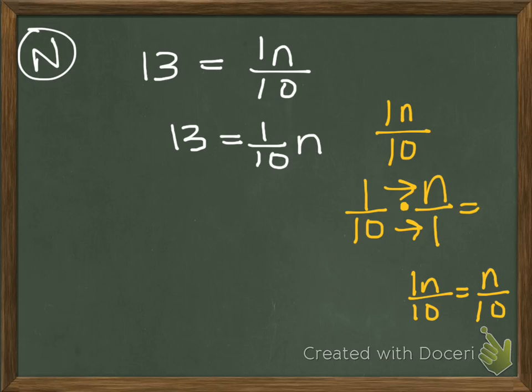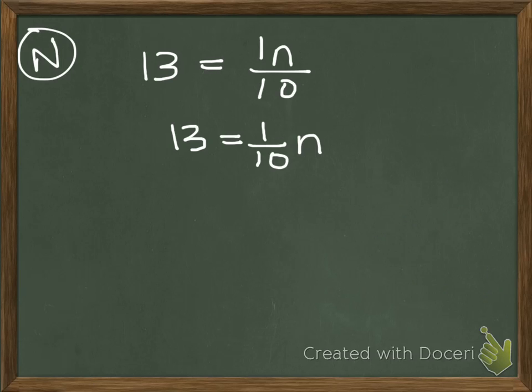So because the variable is on the top, if I just push it off to the side, it still means the same thing. And it makes our problem a whole lot easier to just move it off to the side for now. Now let's take a look at the rest of this problem. So we have 13 equals 1/10 n.